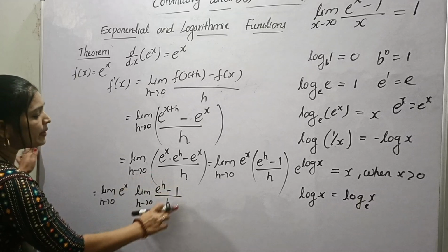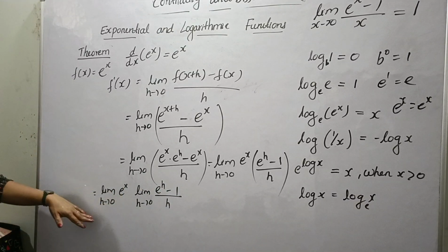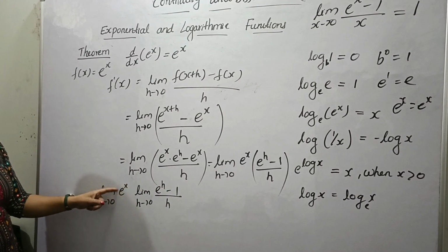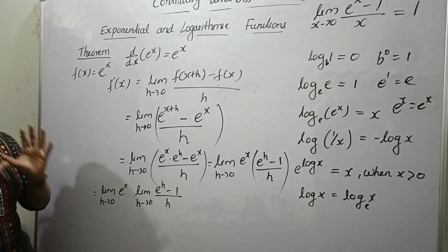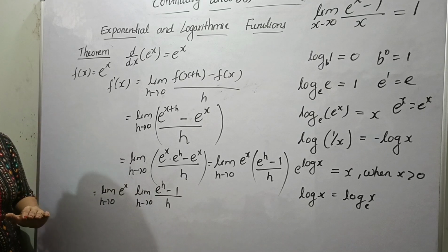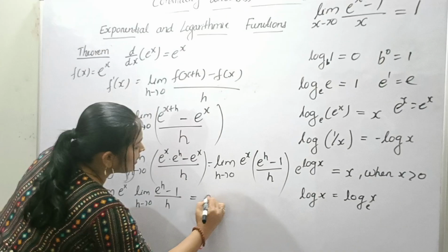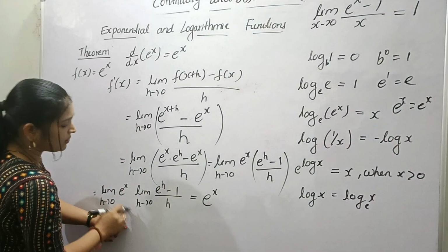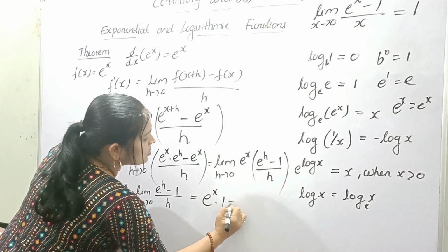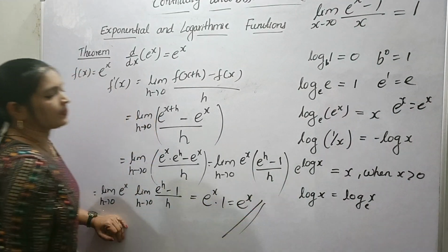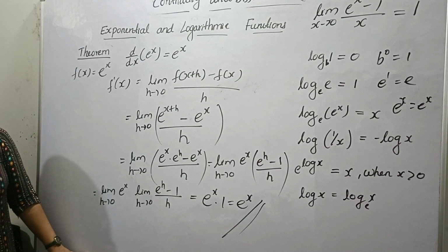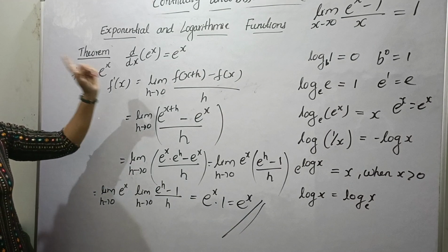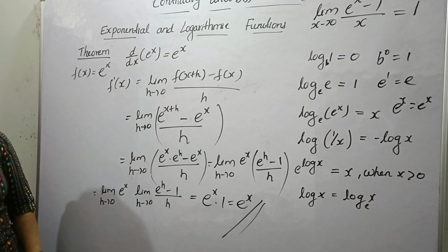So its limit is 1, and here, as h tends to 0, there is no h in the first term, so the limit value is e raised to x itself. So e raised to x into 1, this value is 1, so it is equal to e raised to x. It is the proof. Proof of the derivative of e raised to x is equal to e raised to x.